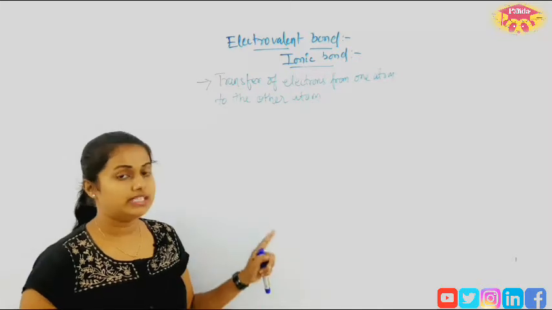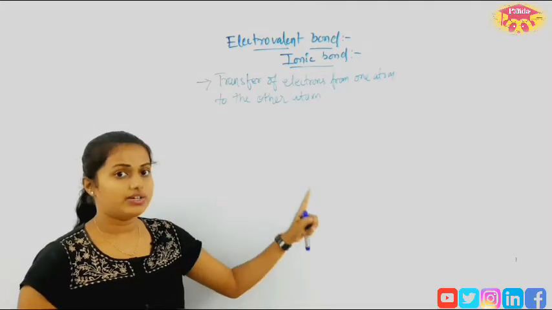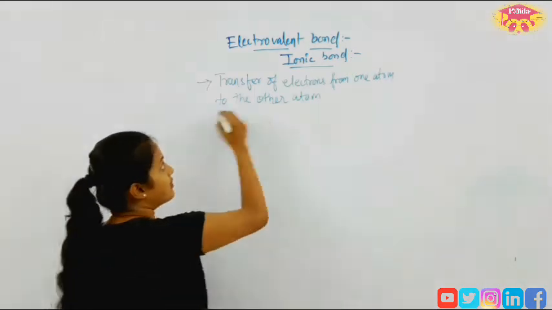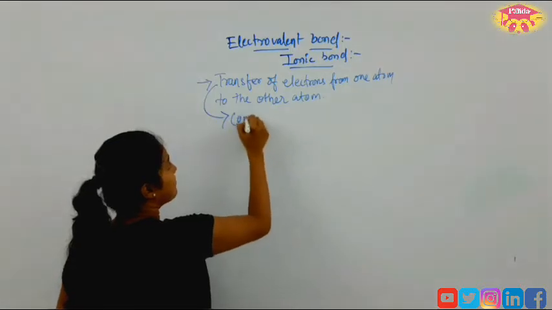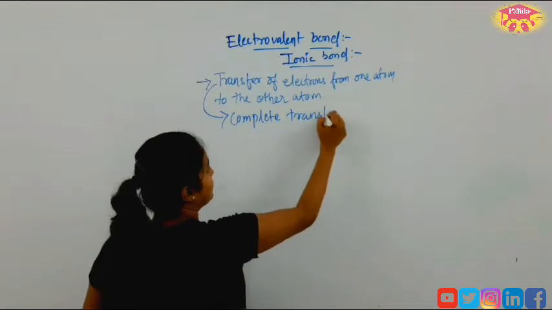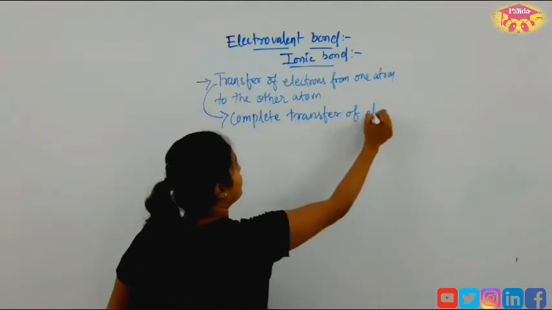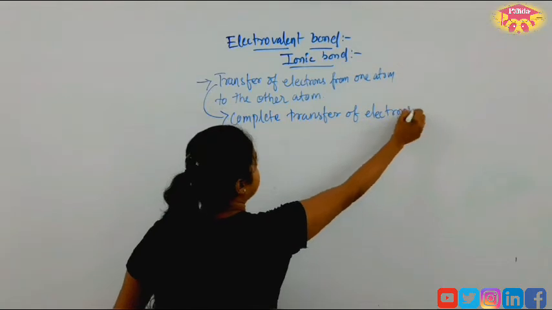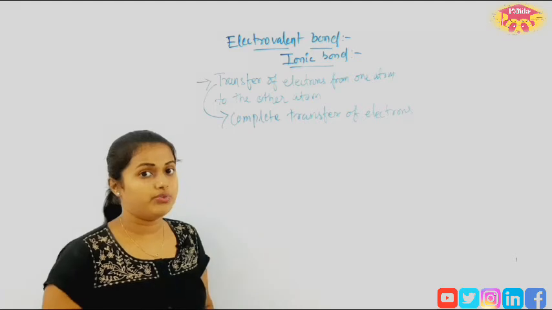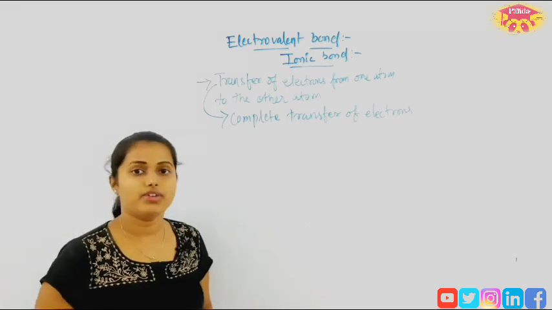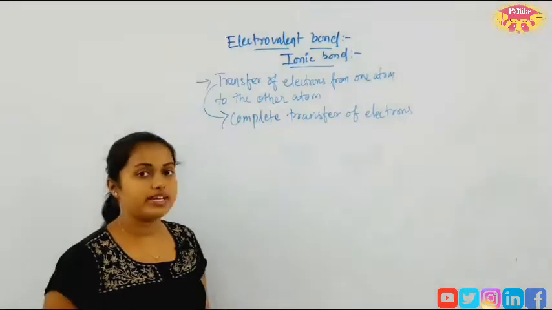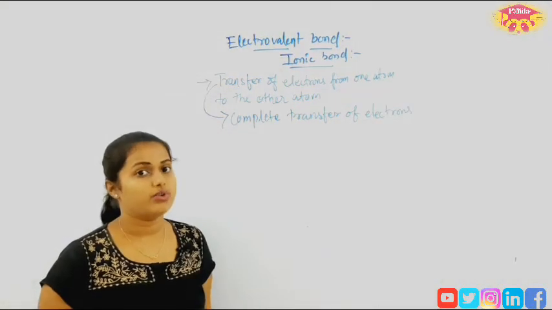Now students, remember that when we are saying transfer of electrons, it means complete transfer of electrons. When we are using the word transfer of electrons, it means the complete transfer of electrons. So the transfer of electrons from one atom to the other is known as electrovalent bond.